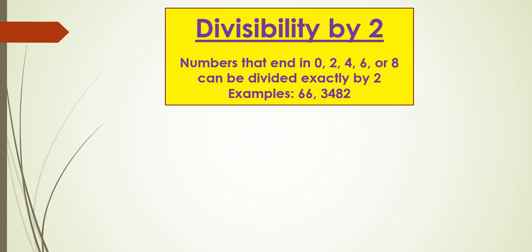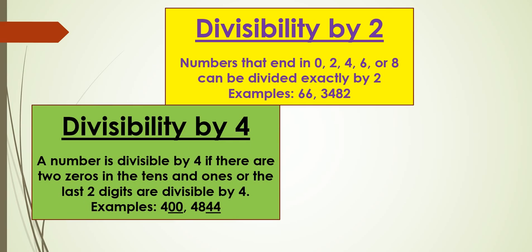For example, 66. If we see the last digit of 66, it is an even number, so it is divisible by 2. 3482. If we see the last digit, that is 2. It is an even number, so 3482 is divisible by 2. Next is divisibility by 4. A number is divisible by 4 if there are two zeros in the 10's and 1's column, or the last two digits are divisible by 4. So we have to see the last two digits. For example, 400, the last two digits are zeros, so it is divisible by 4.